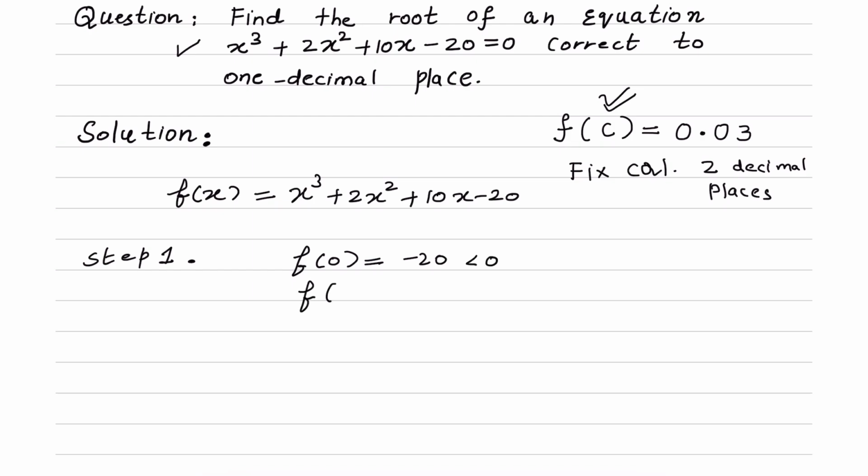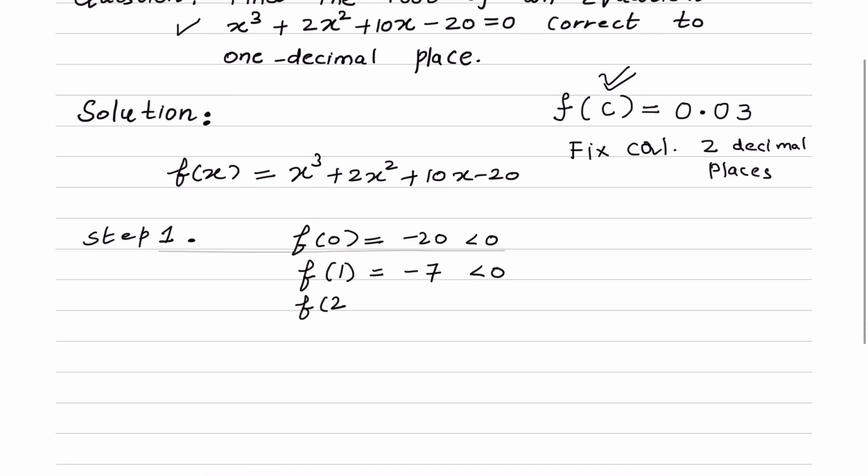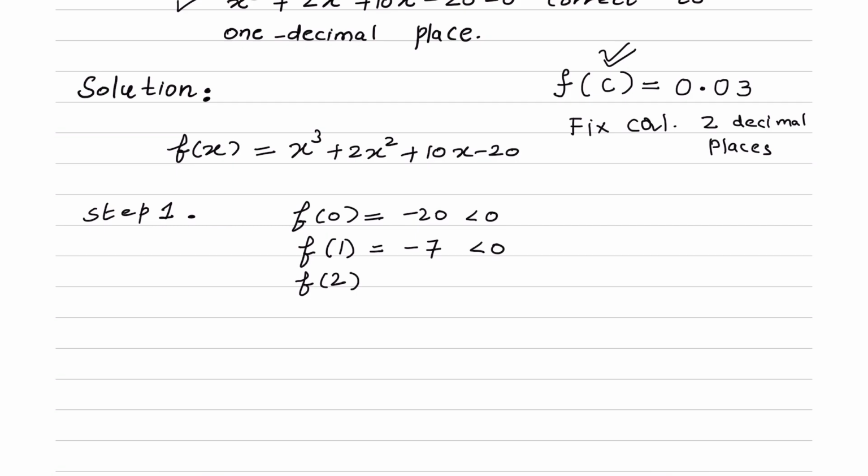We find f(1), which is minus 7, which is still less than 0. We find f(2): 2 cube plus 2 into 2 whole square plus 10 into 2 minus 20. This gives us 16, which is greater than 0. So we have an interval here which is composed of these two numbers, 1, 2.